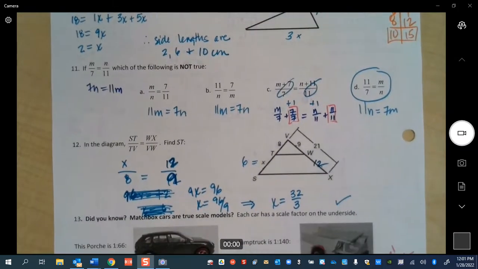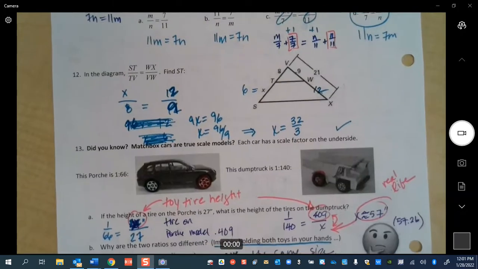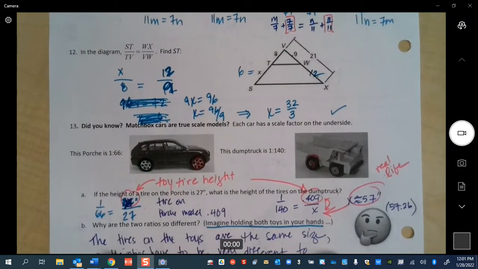11, testing your properties of proportions. You want to make sure that your cross products are true. So if this is my initial proportion, 11n is going to be equal to 7n. Notice that ends up happening each time. This is equal to 1. So I can subtract that from your side. This is the one that's wrong. I need 11m. So D was wrong on that one. Given this diagram, I can substitute those values.